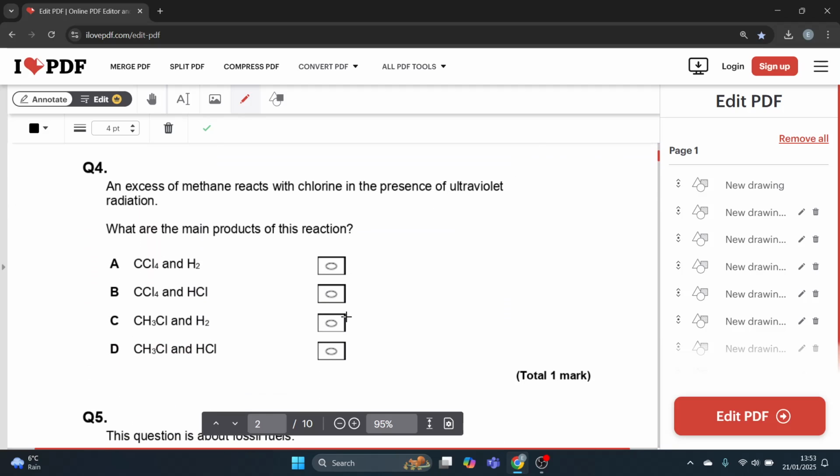Question 4. An excess of methane reacts with chlorine in the presence of ultraviolet radiation. What are the main products of this reaction? Definitely not going to be C and A. Hydrogen. How would we produce hydrogen? We can't. So I'm left with B and D. Well, excess of methane reacts with chlorine. We wouldn't form CCl4. Yeah, we would form CH3 and bond it to the chlorine free radical, so CH3Cl and HCl. The answer is D.